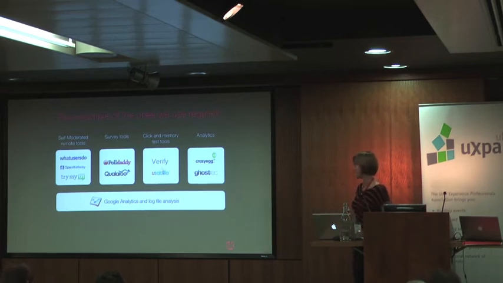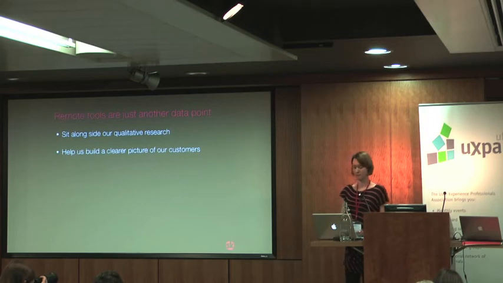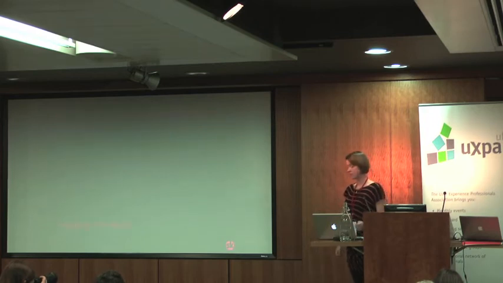We use click and memory test tools like Verify App, 5-second test and Usabilla to test out flat clickable prototypes and visual designs. And we spend a lot of time digging into our Google Analytics and log files, but we use heat maps and other tools in Crazy Egg to find out more about how people are using our site. But these tools are merely another data point that sit alongside our qualitative research and help us to build clearer pictures of our customers.